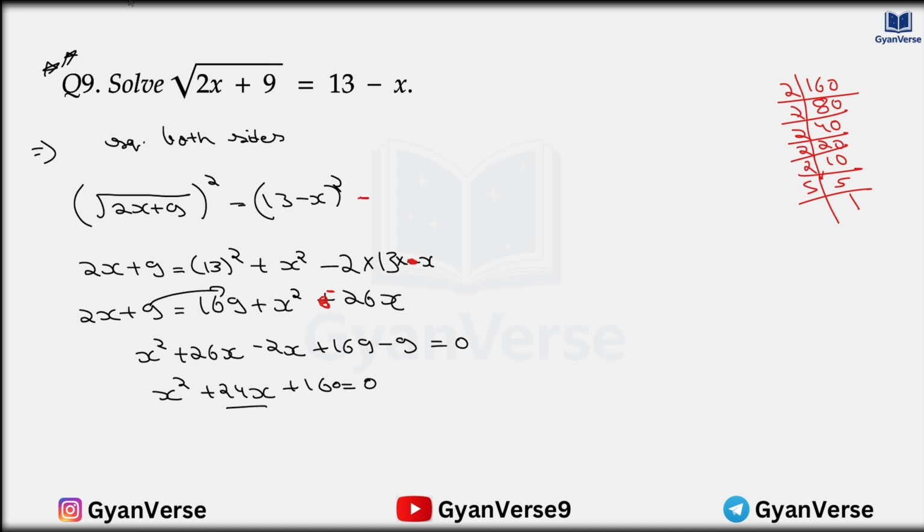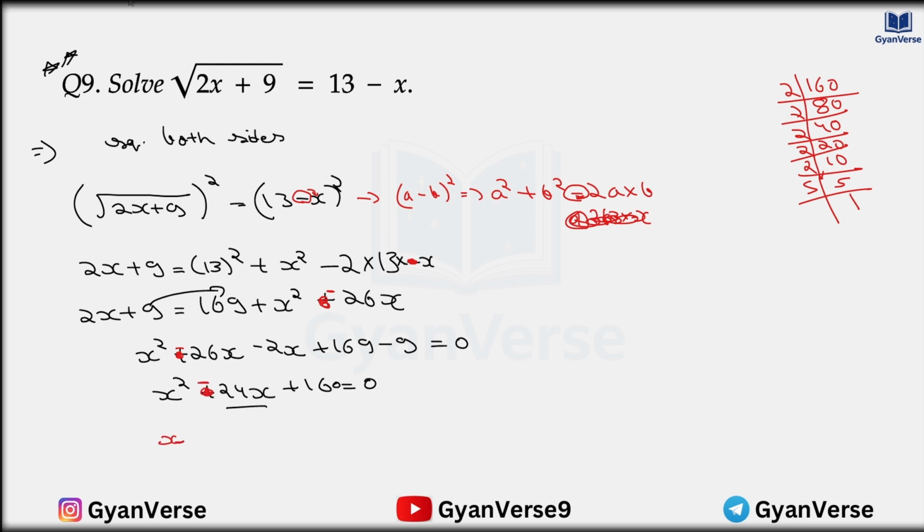Because the formula is (a minus b) whole square, which is a square plus b square minus 2ab. So you don't have to use this sign. This sign does not belong to x here. This minus sign has been written already in the formula, so you don't have to write it again. So it will be 2 into 13 into x. Okay, not minus x.